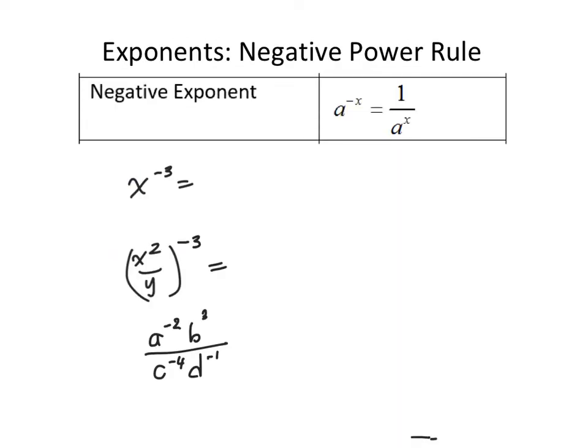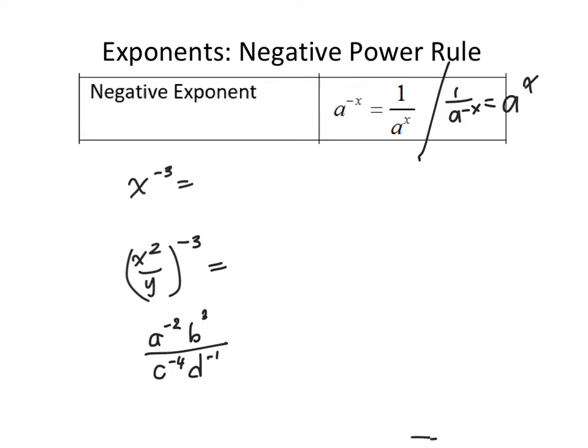Now we're going to look at the negative power rule. There are two different ways to have this. If you have a number raised to a negative exponent, it's just 1 over that, but make it positive. This also works if we have a negative exponent in our denominator instead. So if it was 1 over a raised to negative x, that's actually equal to a raised to positive x.